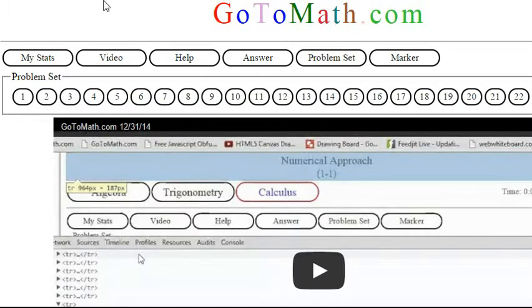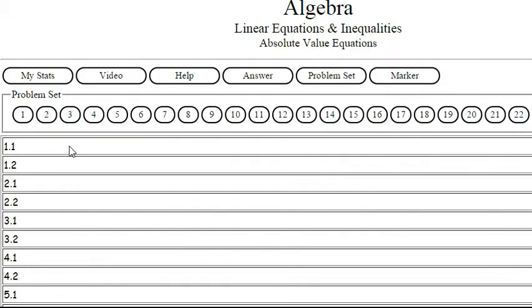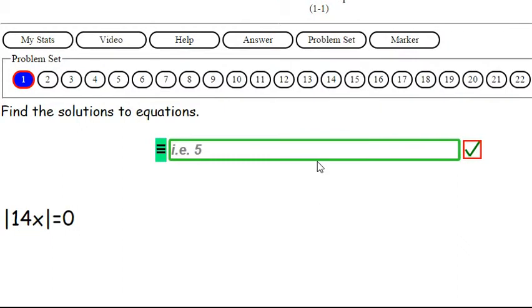Okay, we're over here at gotomath.com. Click on Algebra, which you can't see. Working on a new section here, absolute value equations. And of course, I don't have any problems in there. Get that fixed. Okay, so what do we got going on here?